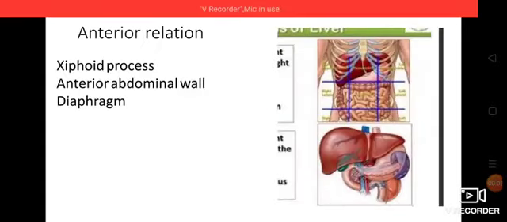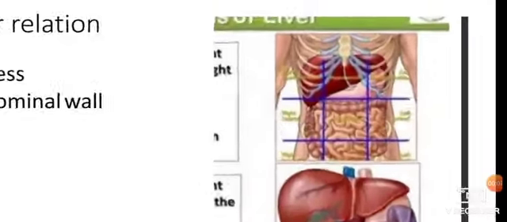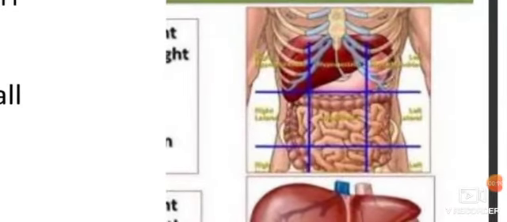Here we will see the relations of the liver. In the anterior relation, you can see the picture clearly. The liver here is anteriorly covered by the xiphoid process, the costal cartilages and the rib. Then obviously the anterior abdominal wall is also anteriorly covering the liver.